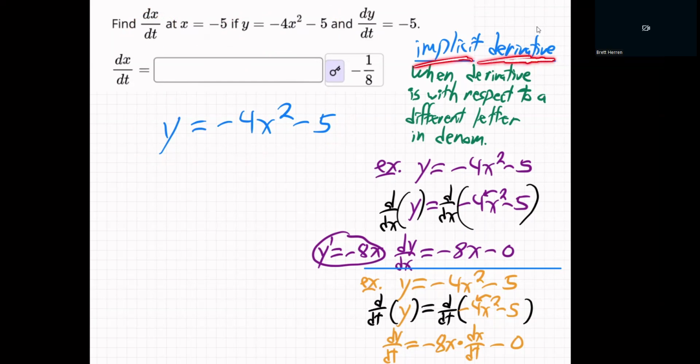We had that section back in chapter 3, implicit differentiation. What is it? How do you know when you're supposed to do it? Well, it's when the derivative is with respect to a different letter in the denominator. Let me give you some examples. See this example here? It's the same equation as this one. Here's the other equation. Suppose we want to take the derivative with respect to x.